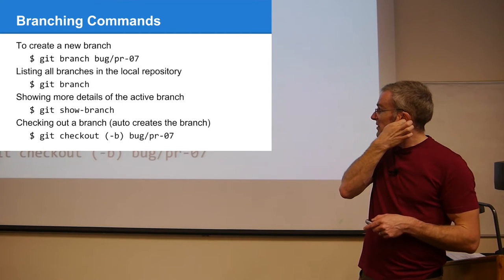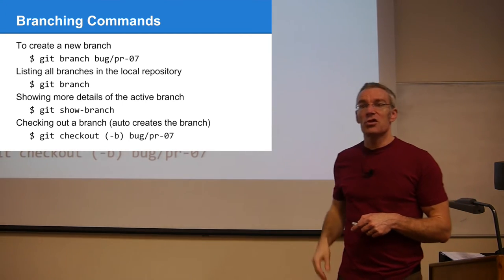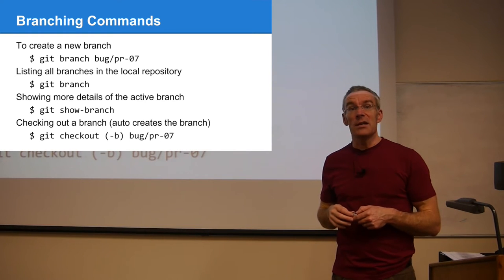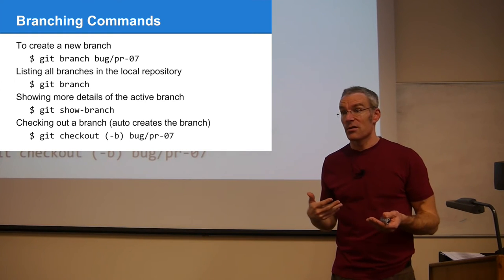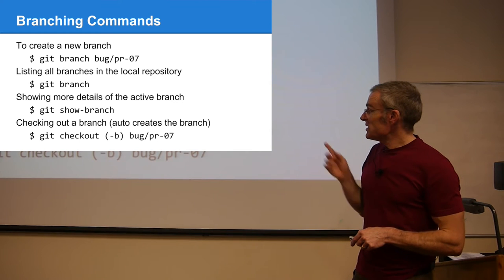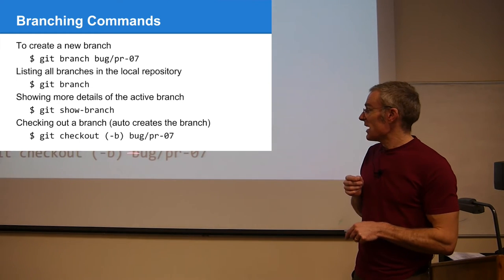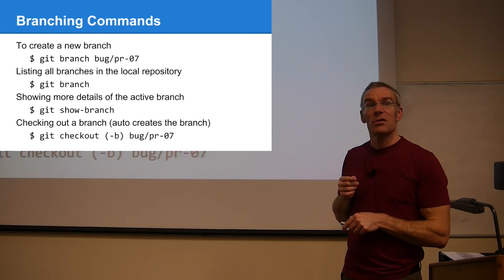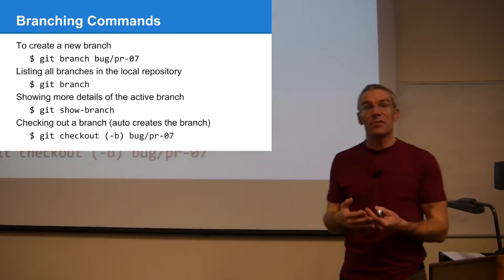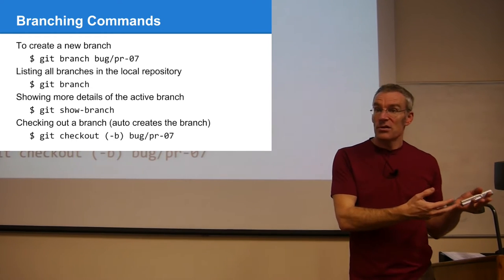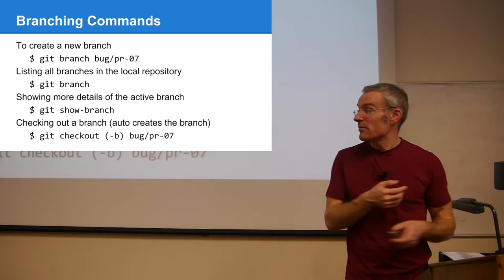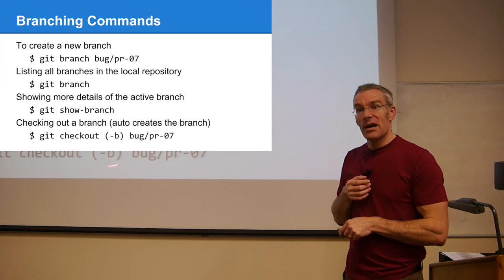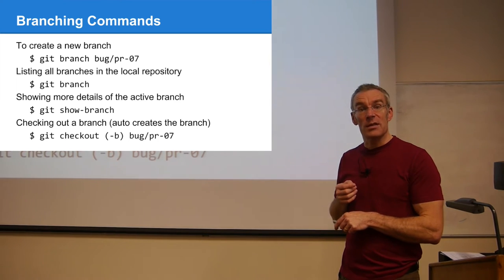There's one that'll have an asterisk next to it, and that's the one you're currently in. If you want more details of the active branch, git show-branch shows you all the commits that have been made on your active branch. And if you want to check out a branch, git checkout and the name. If you put a -b there, it builds the branch. So remember I said there was a way of creating a branch and switching to the branch at the same time? That -b flag is how you create and switch at the same time.